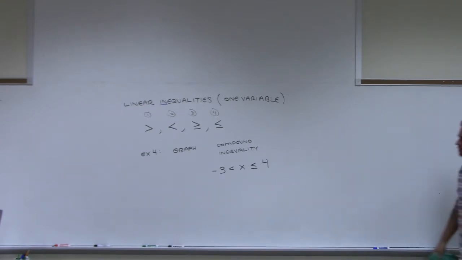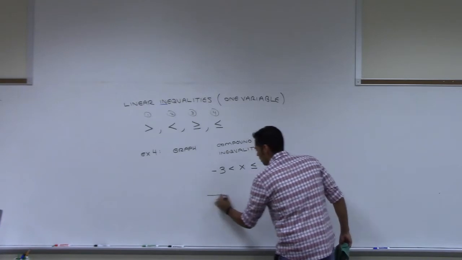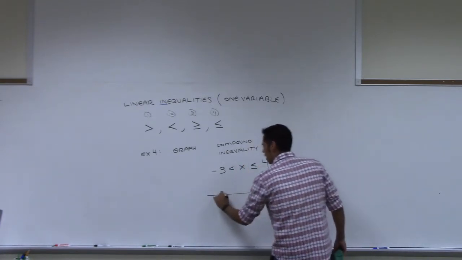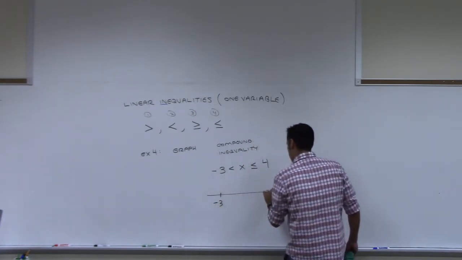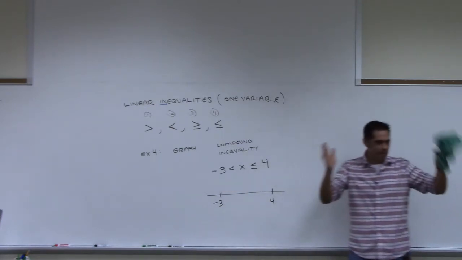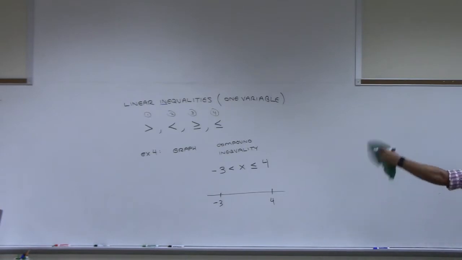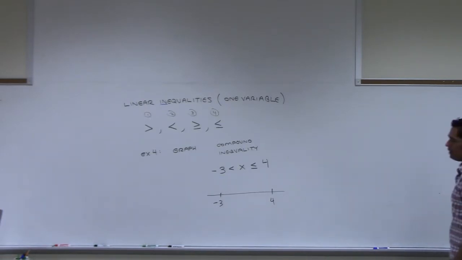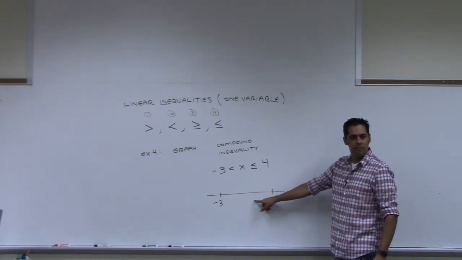So let's try and graph this. Here's what we're going to do. We're going to write these down in order on the number line. Notice I'm not marking out 1, 2, 3, 4. I'm just making sure I get what's on the left and what's on the right correct. I want everything between these two, right? Everything in between.